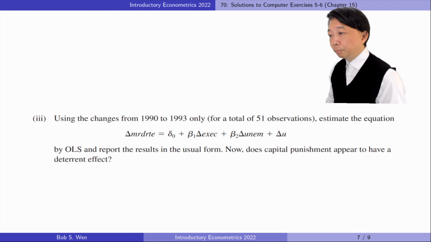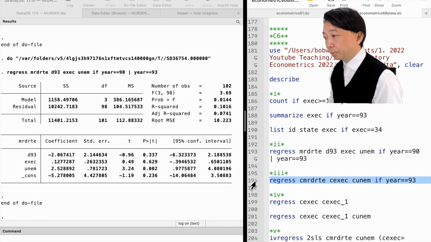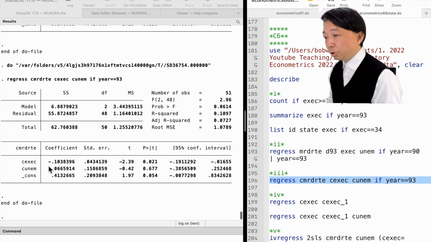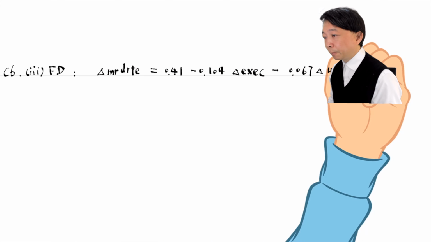In part 3, we use the changes from 1990 to 1993 only, for a total of 51 observations. Estimate the equation by OLS and report the results in the usual form. Now, does capital punishment appear to have a deterrent effect? The estimated first differencing equation is as follows. The estimate of the coefficient on execution is minus 0.104 and statistically different from 0 at the 5% level.